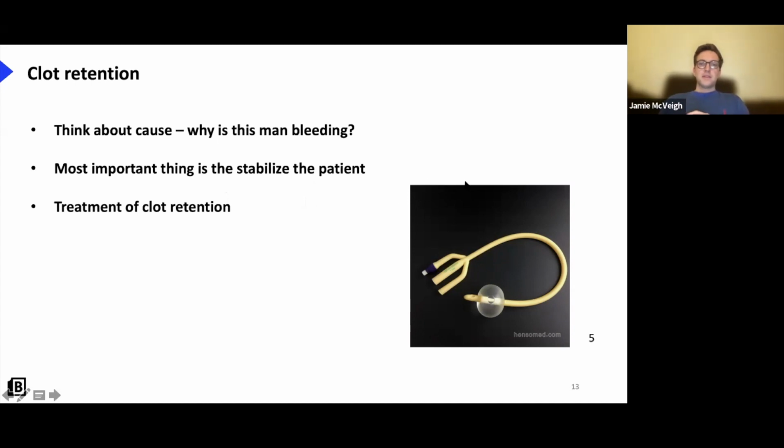So yeah, that's clot retention. It's good about hematuria and the causes of it, be that malignancy or treatment for malignancy, or infections or stones. Okay. Any questions, guys? Pop them in the chat, and I will endeavour to answer them.